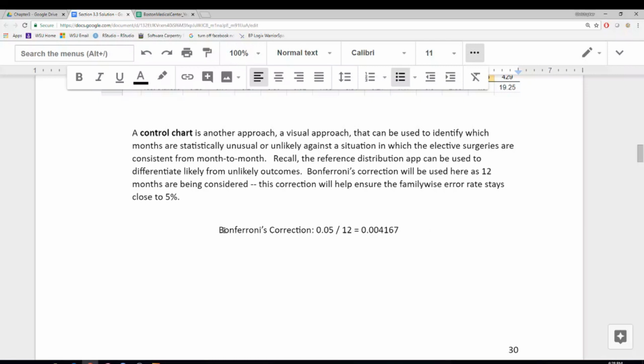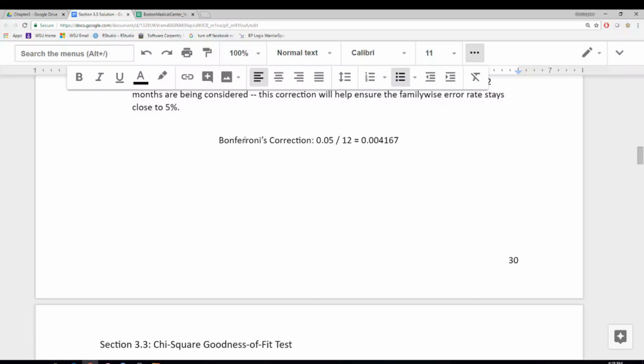So if you're not sure about what the Bonferroni correction is about, why don't you go back to the notes that are for section 3.1. That is discussed briefly there. Essentially, again, what we're doing is just taking the standard 0.05, the golden rule that we used, and dividing that quantity by 12. 12 because I'm considering 12 different months. Okay, so the error rate when I use Bonferroni's correction here is 0.004.